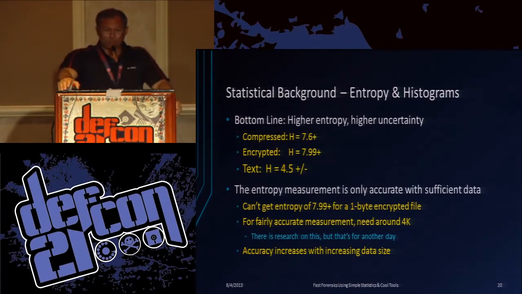an encrypted file. English text I found to be around 4.5, 4.6, 4.3. It's in a very narrow range, so you can identify that immediately. Now, of course, it does depend on having sufficient data. Very small files, the entropy counts are going to be skewed. I found that in practice, around 4K is where it starts to get reasonably accurate. Of course, the more you have, the more accurate it looks.